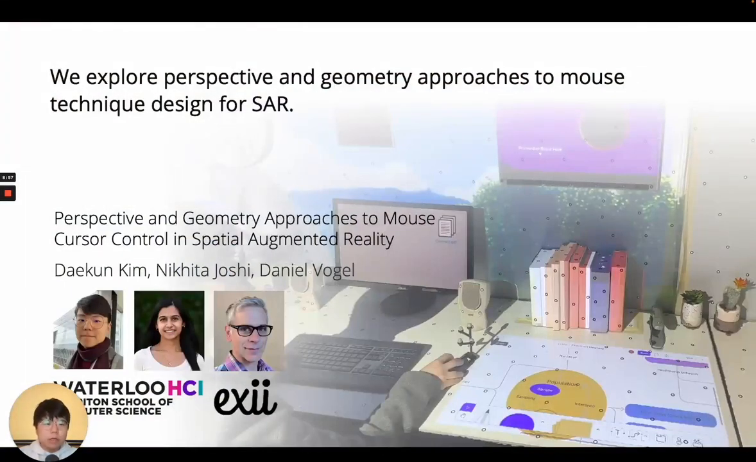To conclude, we explored the perspective and geometry-based approaches to mouse technique design for SAR. We found the perspective-based approach is better for long-distance movements, while the geometry-based approach is better for tasks where a continuous trajectory is required. We hope that future work will look into how the benefits of these two can be combined into one technique. Thank you very much.